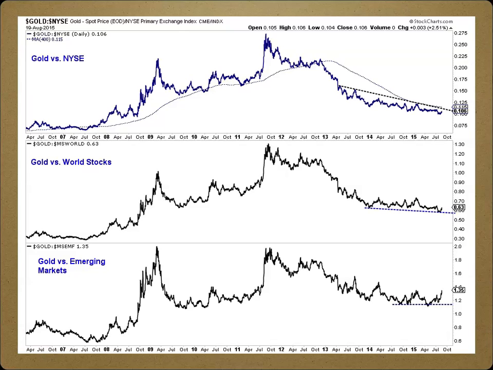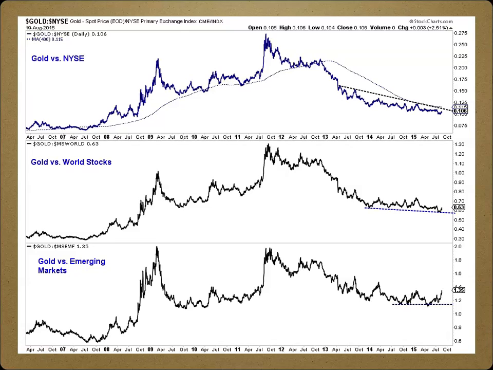So at the top we have gold against the New York Stock Exchange, the NYSE Composite. I like using that because it has over 2,000 equities in it, more than 4 times as big as the S&P 500. But the chart is very, very similar. Then in the middle we have gold against the rest of the world, essentially the MSCI World Index. I believe that strips out the U.S. And then at the bottom we have gold against emerging markets.